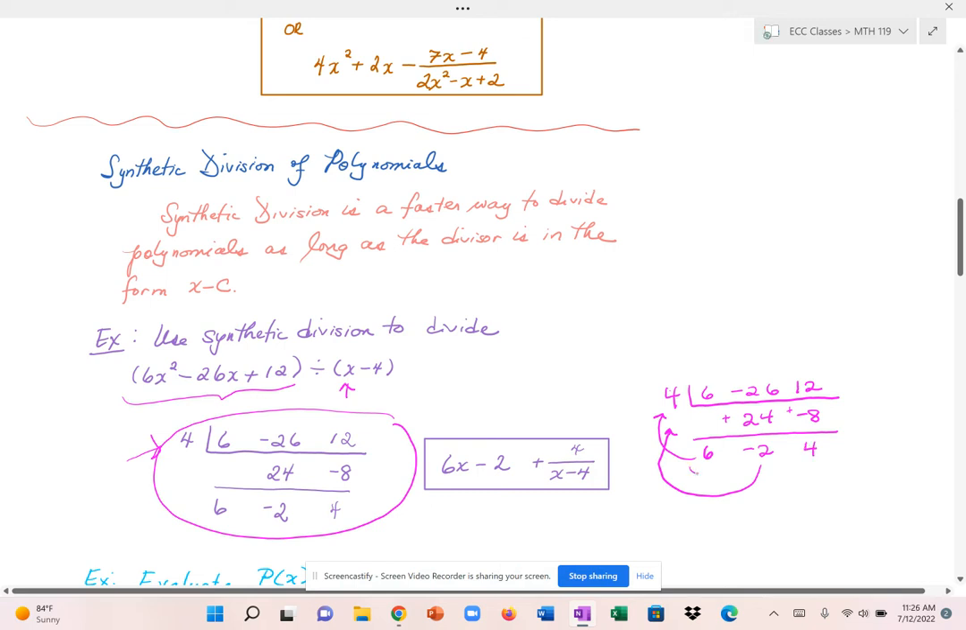So this is the quotient, and this is my remainder. And so my quotient is 6x minus 2 plus 4 over x minus 4. Your quotient should be 1 degree less than what your dividend is. So that's how I knew that I was going to have an x there and not an x squared or an x cubed or something else. So it should be 1 degree less than what you started with in your dividend.